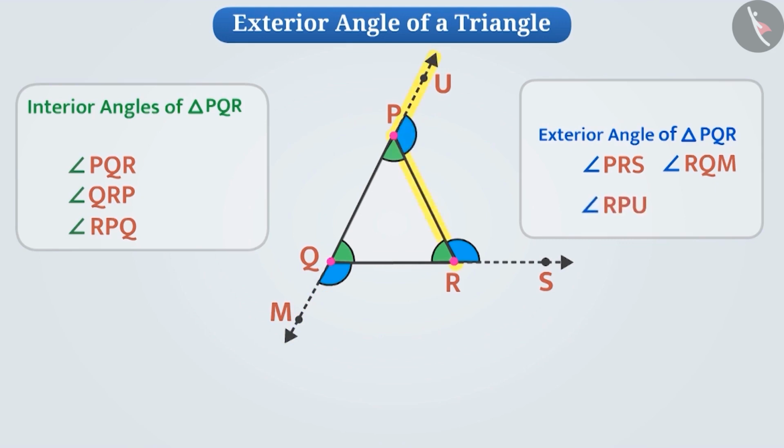Exterior angles can be formed for a triangle in many ways. If we extend the side QR towards the left, we get an exterior angle, angle PQT, formed at the vertex Q. Now you may pause the video and try to find the exterior angle by extending the side PR.